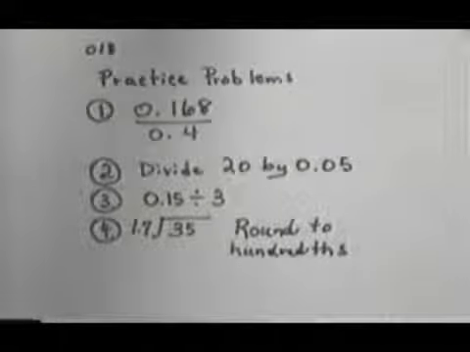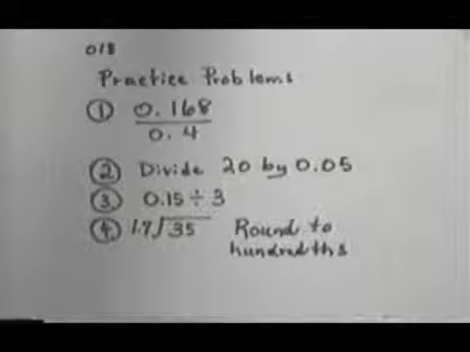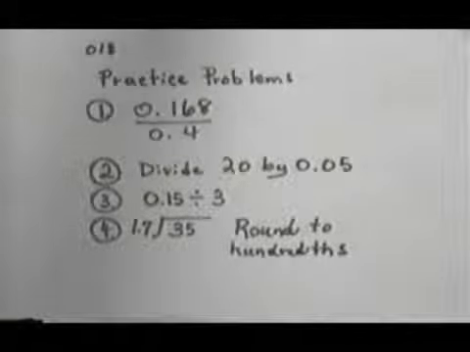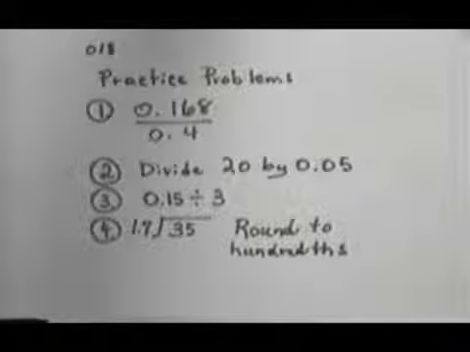And number 4 is 35 divided by 1 7/10. And the last one, you're supposed to round your answer to hundreds. So copy these problems down. Once you get them copied, stop your tape so you can work them. Then cut the tape back on to check your answers.